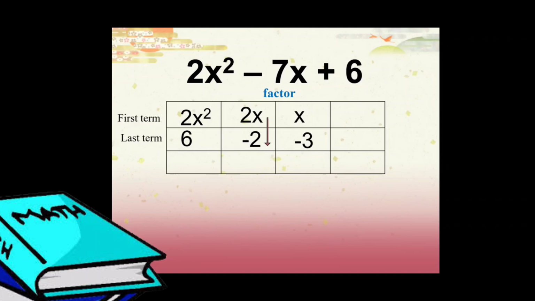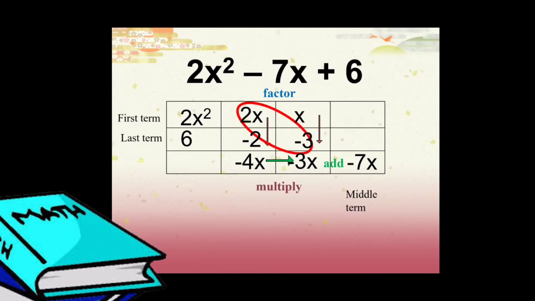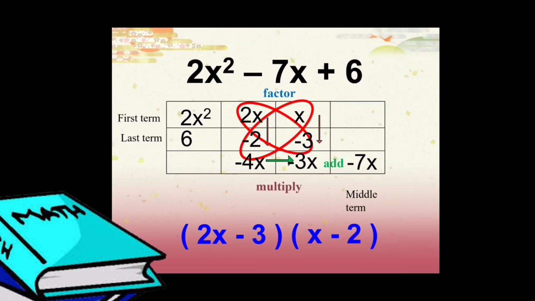Once we multiply the first two factors, 2x times negative 2, we have negative 4x. X times negative 3, we have negative 3x. So if we add negative 4x and negative 3x, we will come up with the middle term, which is negative 7x. Now, let's write each factor in the pair as the last term of the binomial factors. So the quantity of 2x minus 3, and the quantity of x minus 2.